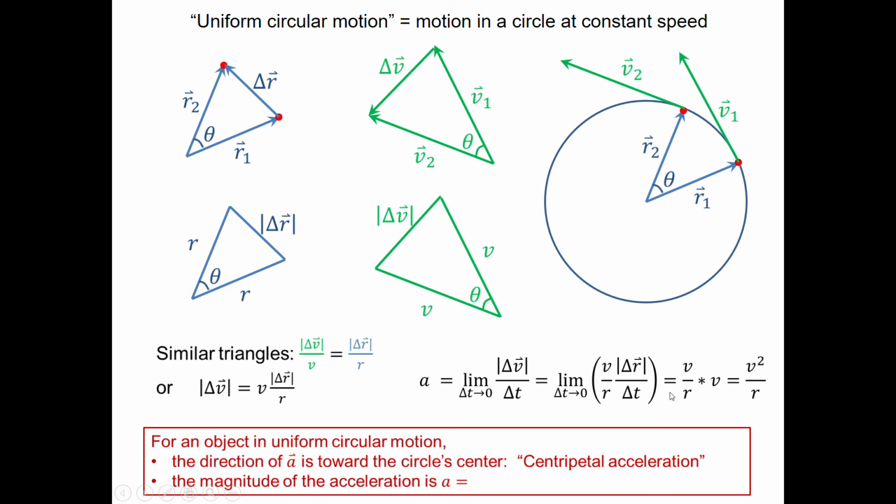So in terms of the variables that we set out at the beginning, if you're moving in uniform circular motion, speed V on a circle of radius R, the magnitude of your acceleration is V squared over R. And those are the two important properties.